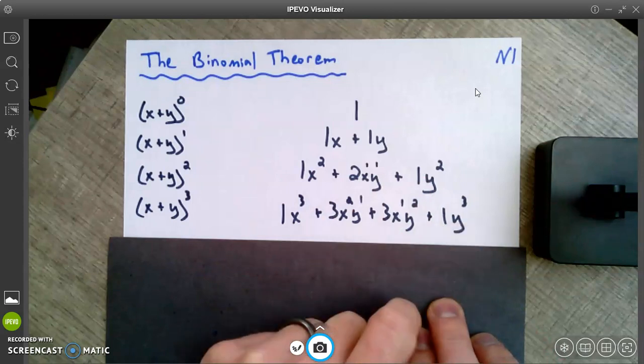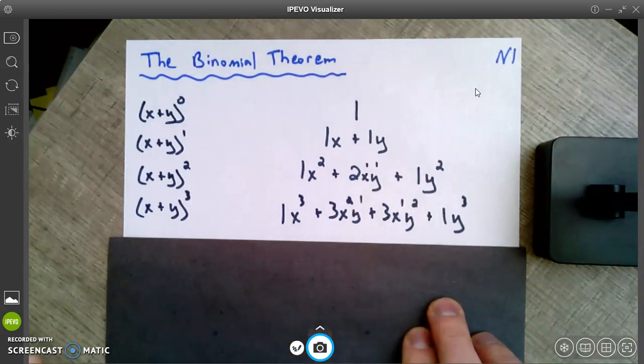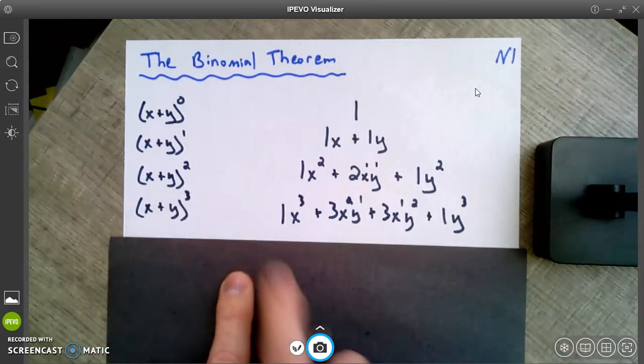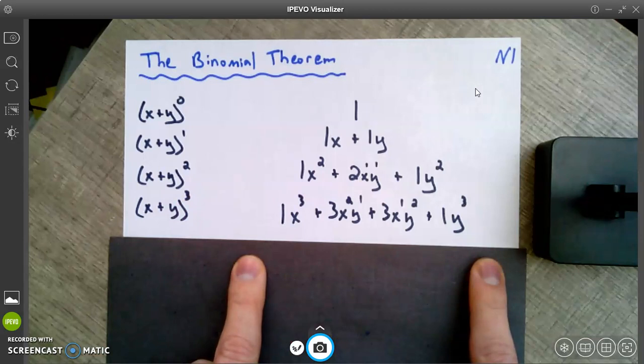Okay? Take a second now. Pause again. Do it for me. And what is the next one going to be? I'm going to ask you to do x plus y to the fourth power and expand it all out with patterns. Not with having to multiply that thing over and over and over. But to use this pattern seeking. Go for it. See what you see. See what you get.